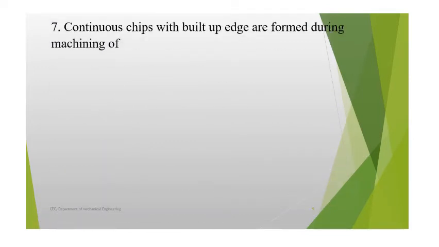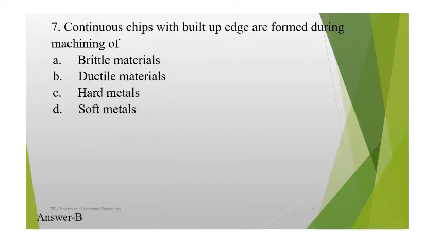Next, continuous chips with built-up edge are formed during the machining of which material? The answer is ductile material. At the time of cutting, anomalous heat will be developed between the tool and workpiece, so the built-up edge will be formed at the tool face. That's why the answer is ductile material.